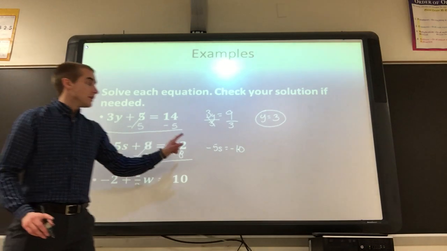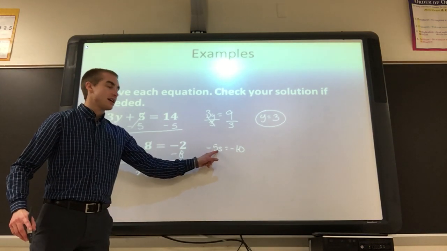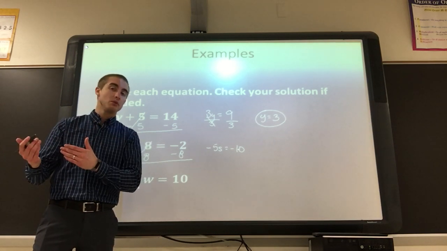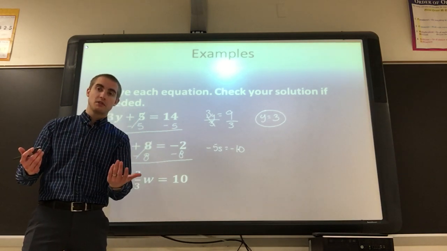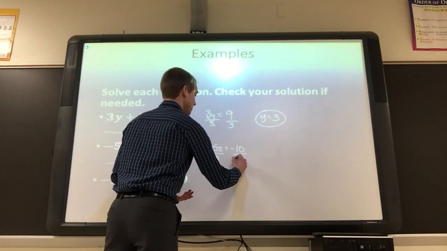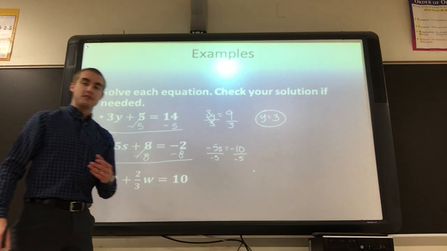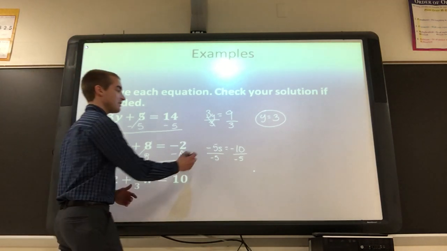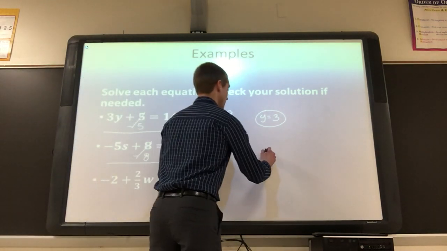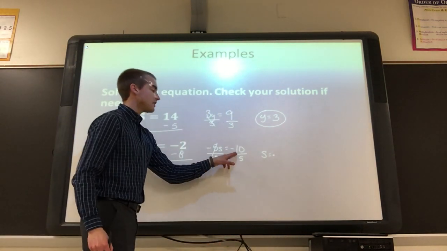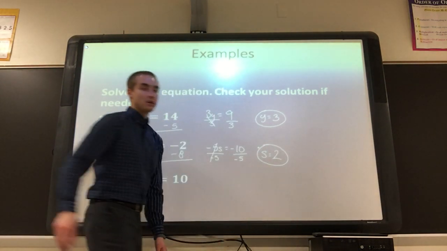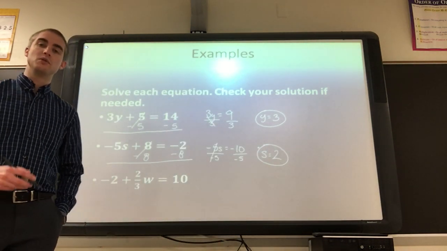Now, this is -5 times s. If we are multiplying a number by the variable, to get rid of it, do the opposite of multiplication, which would be division. So we're going to divide both sides by -5. Divide both sides by -5. That's going to cancel out the -5 and leave us with a positive 1s. -10 divided by -5 would be positive 2. So s equals positive 2 is our answer.